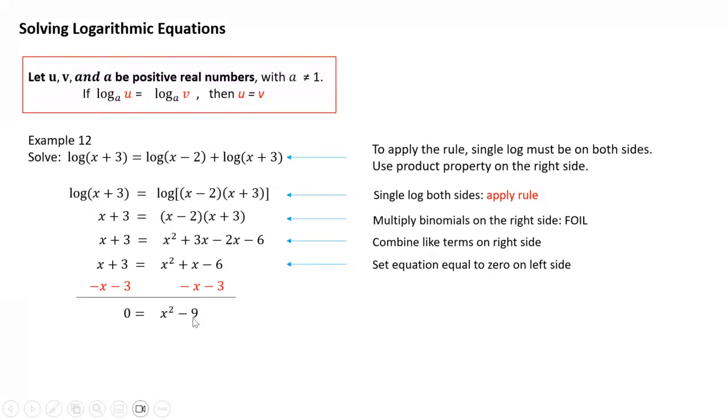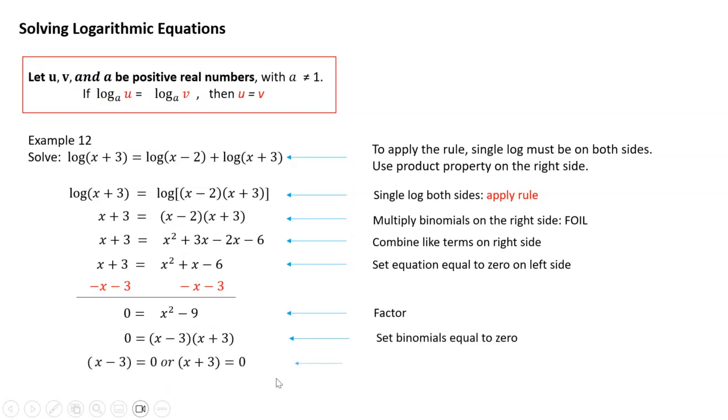So 0 equals x squared minus 9. Now the x squared minus 9, to solve it, we're going to factor. That gives us x minus 3 times x plus 3, which means x equals 3 and x equals negative 3. Right? These are my solutions. Now let's check both solutions.